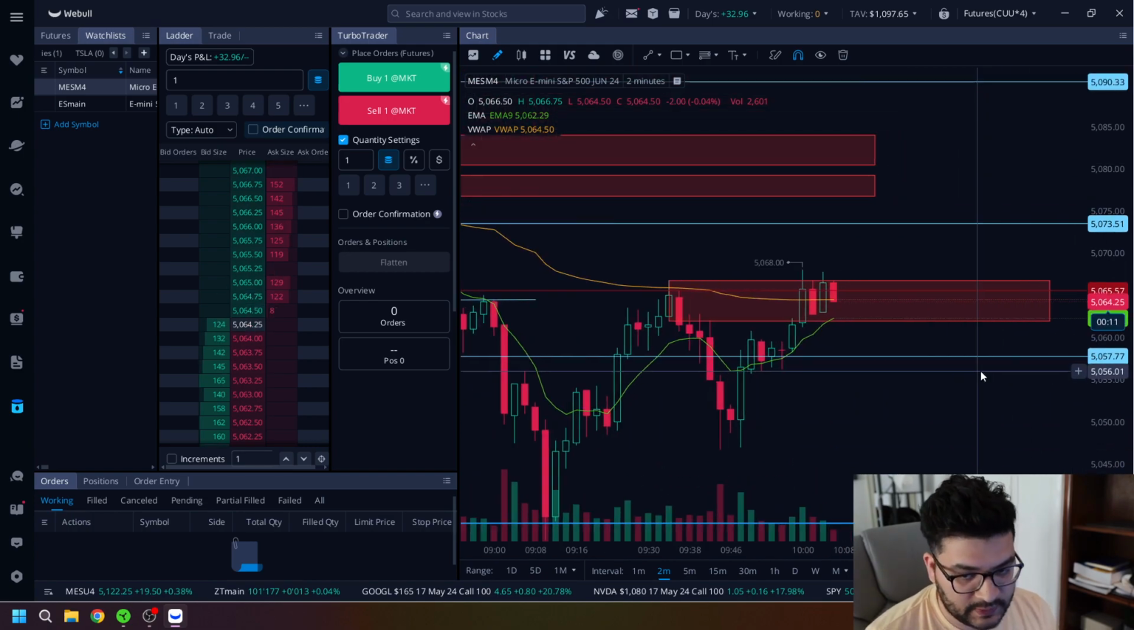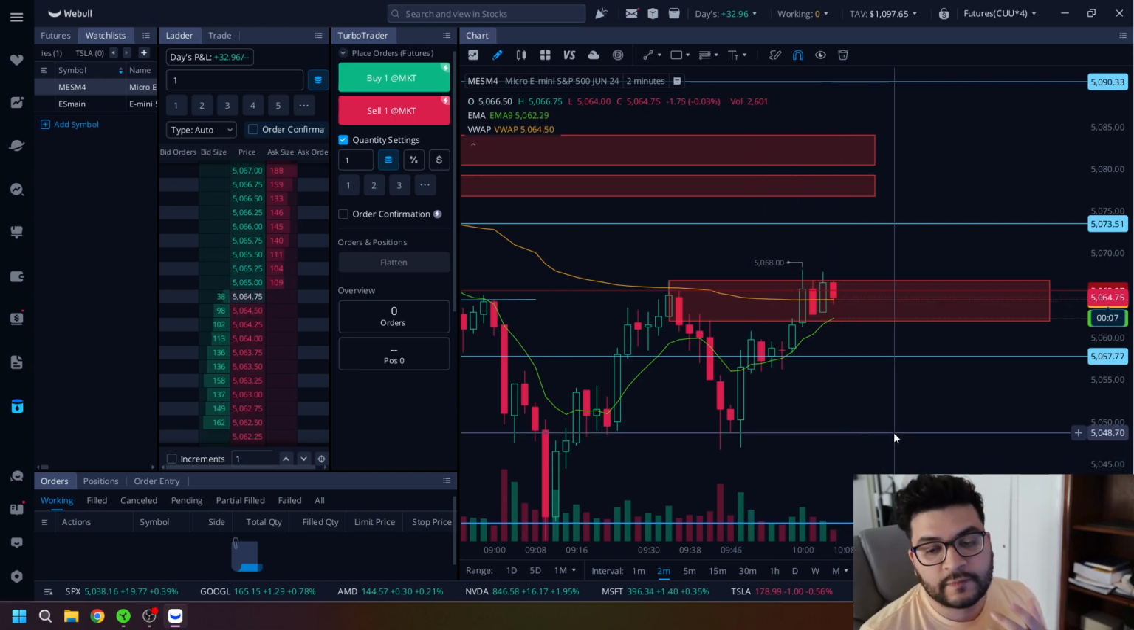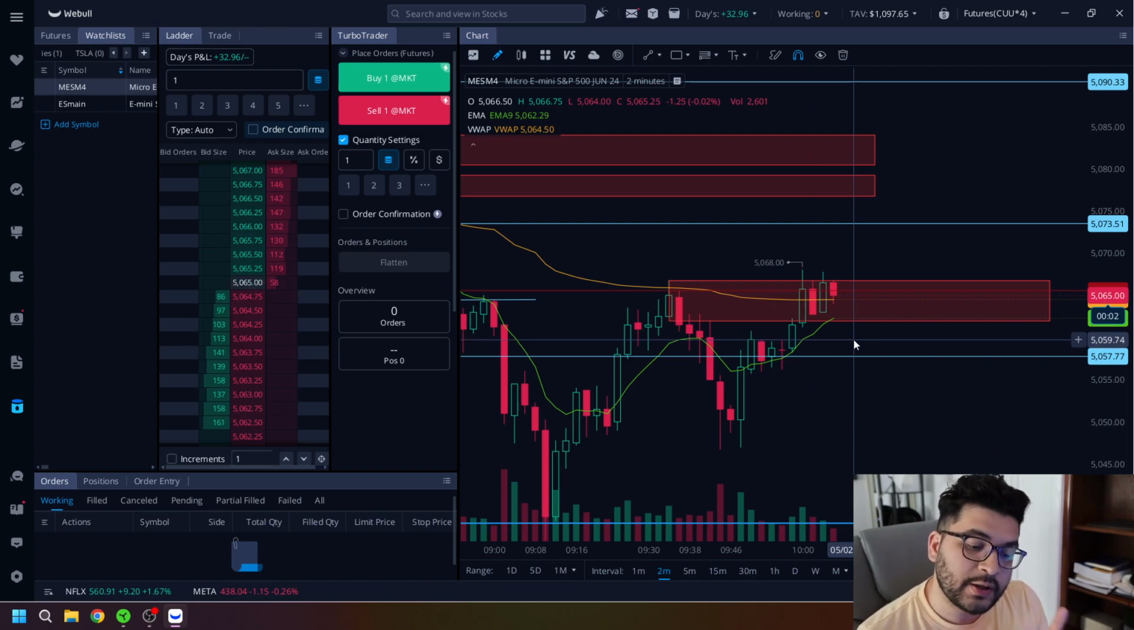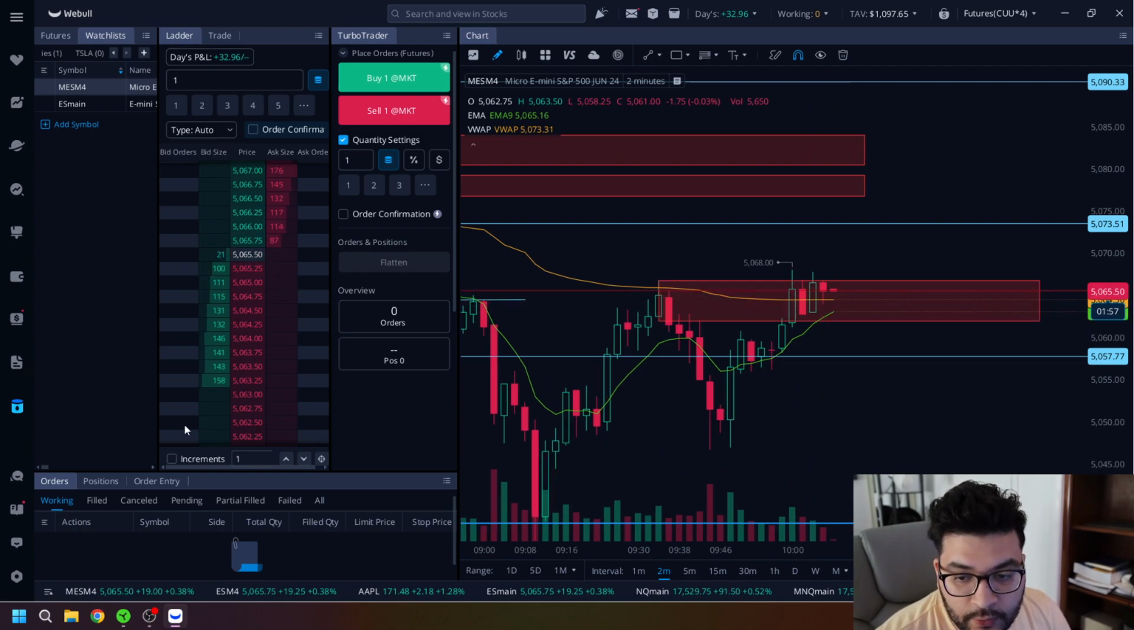How will I take this position? How will I trade within this box, right? So if I want to trade this box, the first thing I want to do is say, okay, at least one 2-minute candle closes above this box. When that happens, I will place a buy limit order.